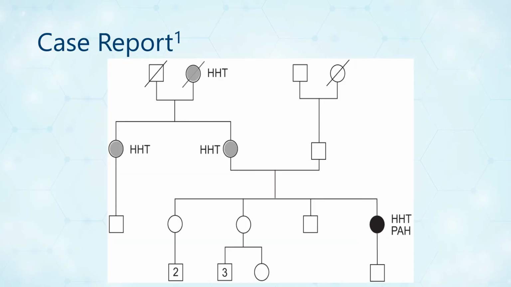This is the pedigree of the patient in question. Here is the patient right here who has the HHT and the pulmonary arterial hypertension. You can see they are one of 4, and here is their family tree.